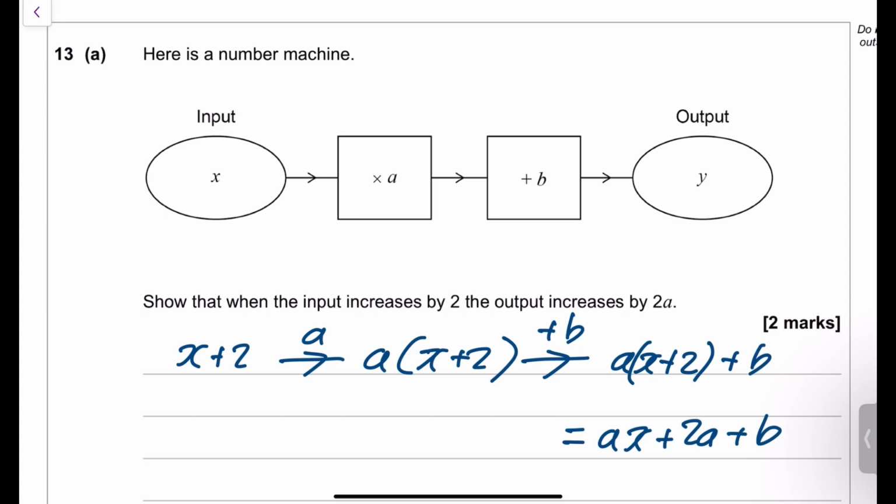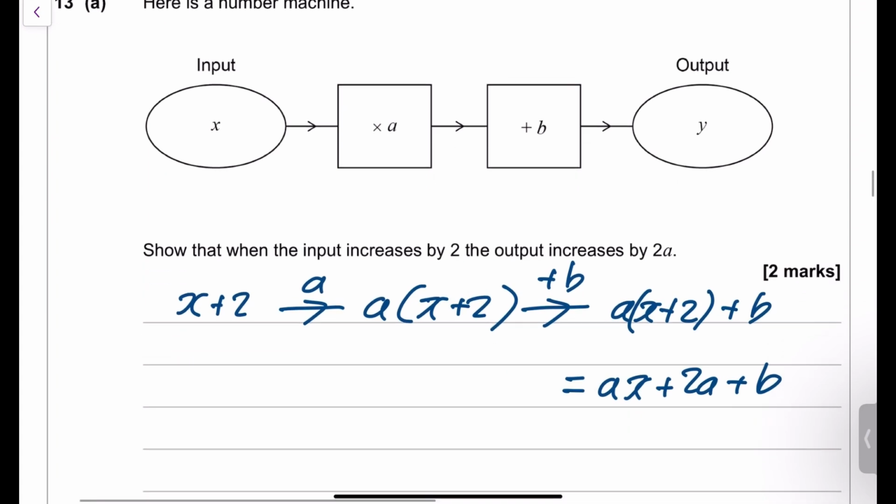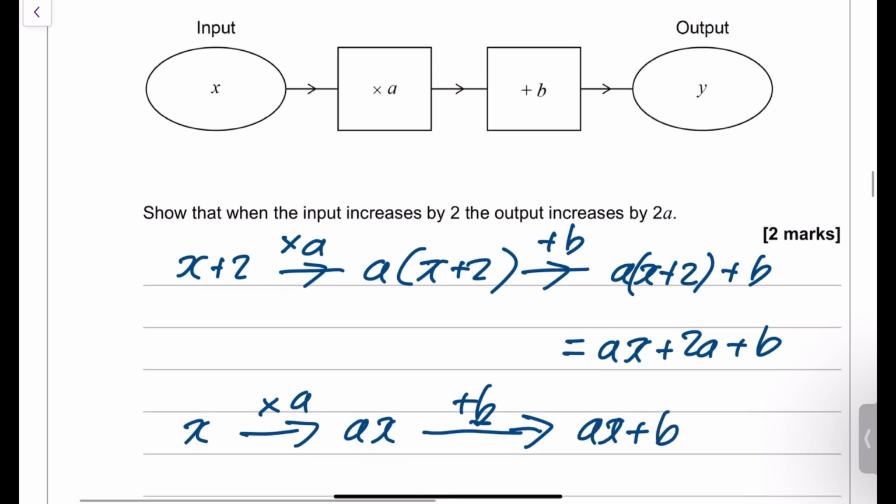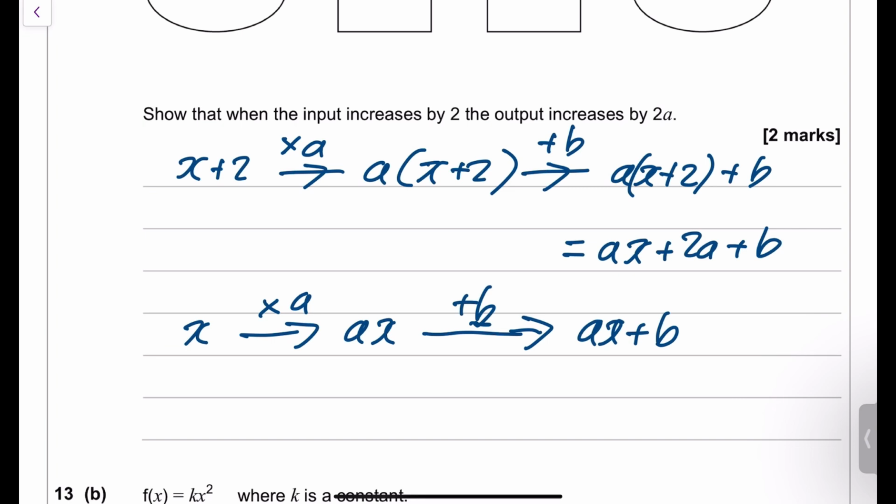And let's look at the original. If I had just put in the x, what would I have got? I'd multiply by a, so I'll get ax. And then the next thing I do is add my b. So you'll have ax plus b. That was my original, so you can see it increases.